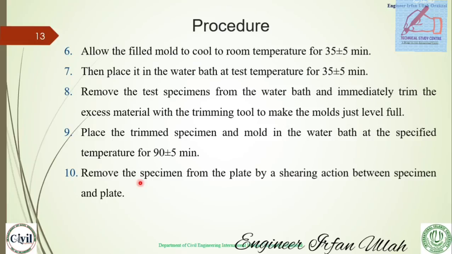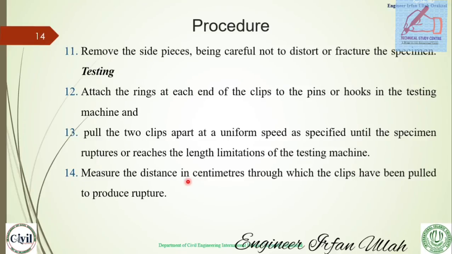Then you remove the specimen from the plate which is below the mold, and then remove the side pieces. There are two pieces which are at the ends and at the sides. It says to remove the side pieces. Be careful not to distort or fracture the specimen. So carefully remove the side pieces, then start your testing in the testing machine.